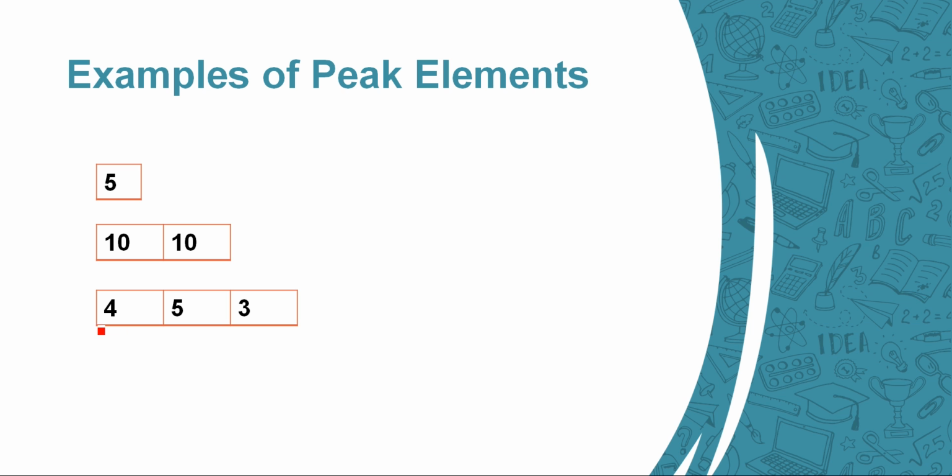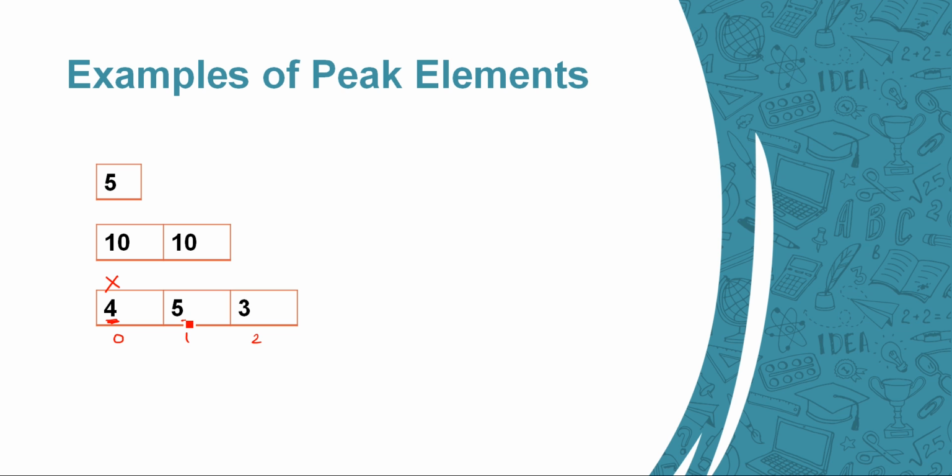Now let's take an example of 4, 5 and 3, at index 0, 1 and 2. Let's first consider the leftmost element, which is 4, and in this case we need to consider only one neighbor, this 5, and according to the definition it should not be smaller, but yes this is smaller. So this 4 is not our peak element.